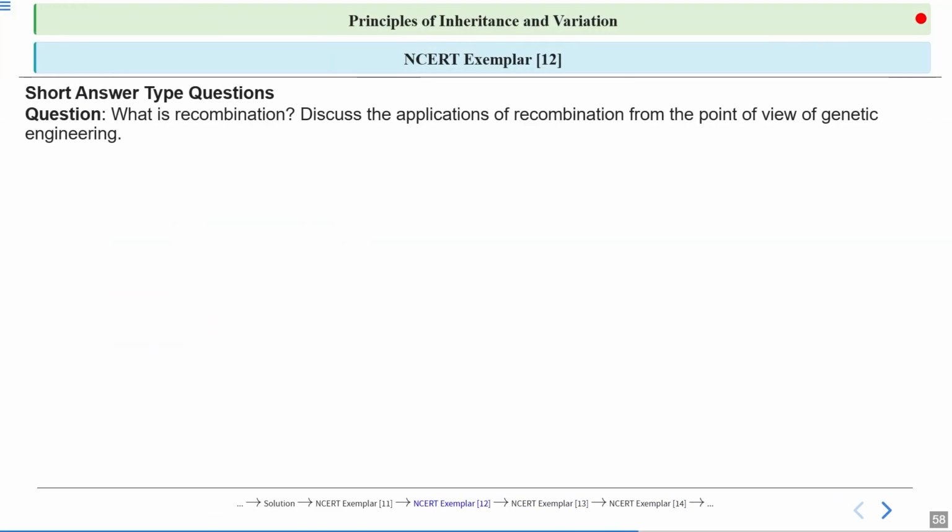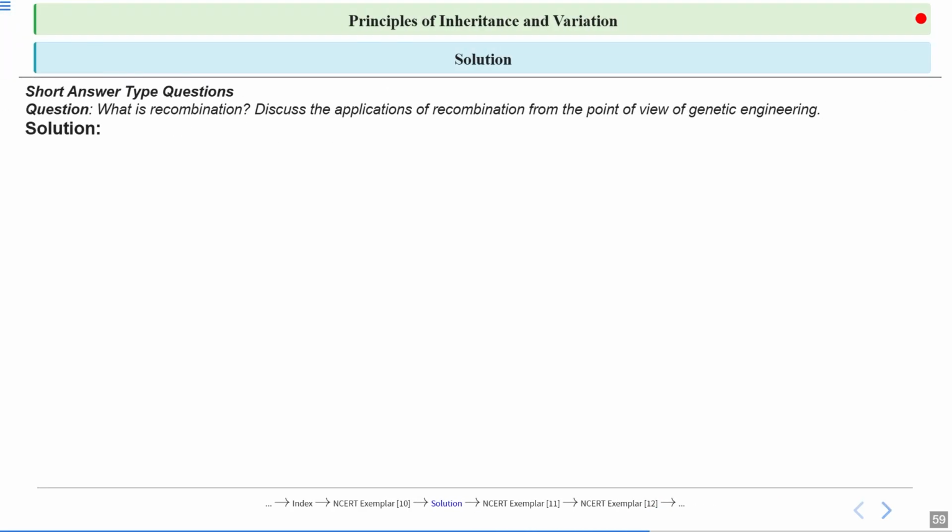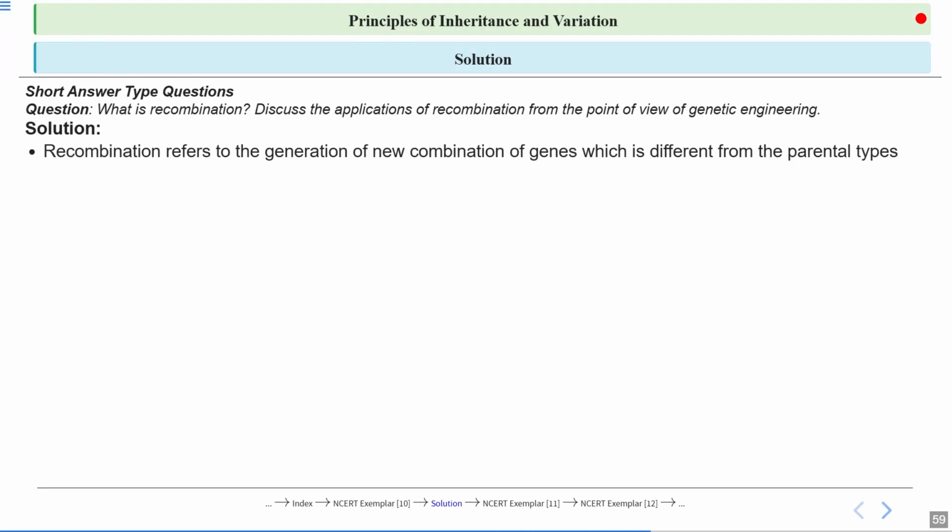Next question is a short answer type question. What is recombination? You have to discuss the application of recombination from the point of view of genetic engineering. So recombination refers to the generation of new combinations of genes. So in recombination, what happens? There is an exchange of genetic material. Because of the exchange of genetic material, new combinations of the genes are formed. Okay, so recombinants are found which are different from the parents. So this leads to variations as well.